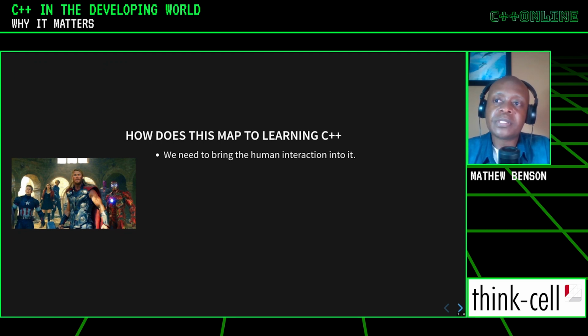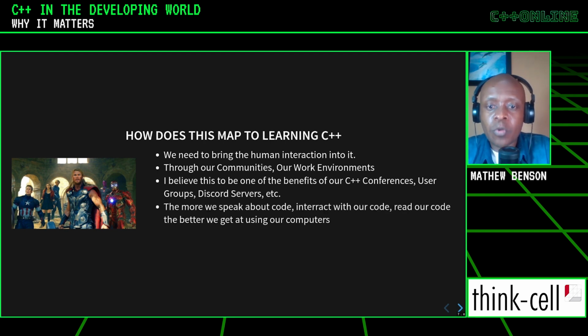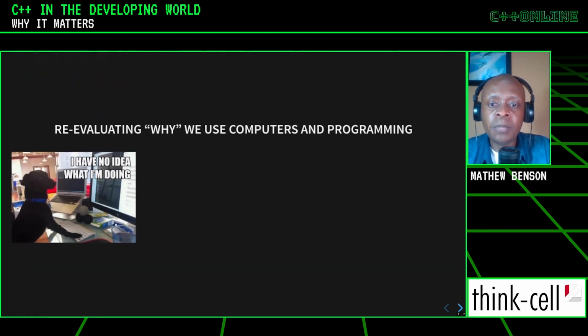So I was thinking about this in terms of C++. Our human interaction is very crucial to communicating and teaching it, and also making sure that the world also sees the language as what it really is. This is what has brought us together in this conference. Our user groups, many Discord servers. The more we speak about code, interact with it, read it, talk about it, the better we get, and the better we're able to make use of what we have.